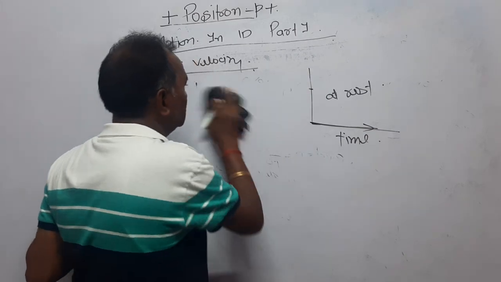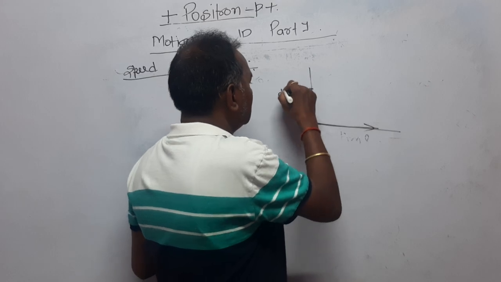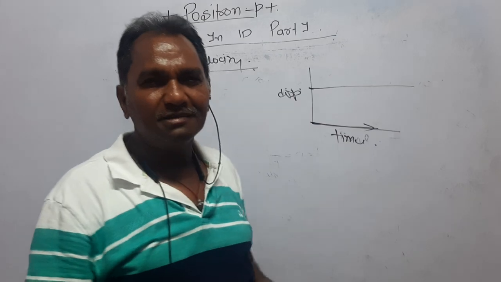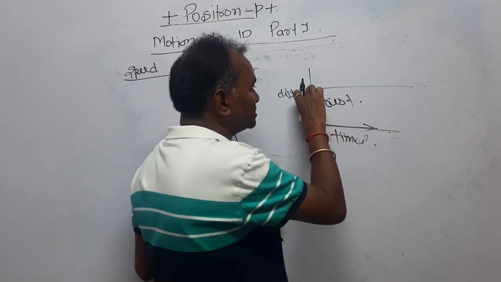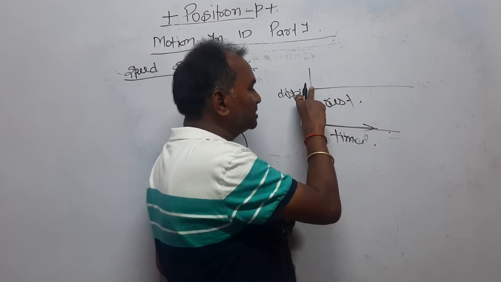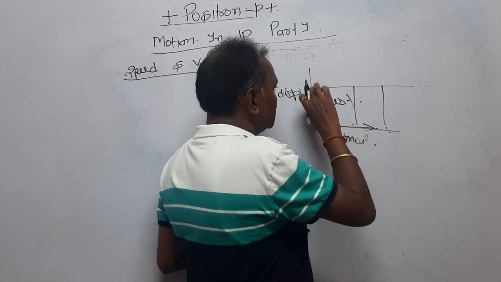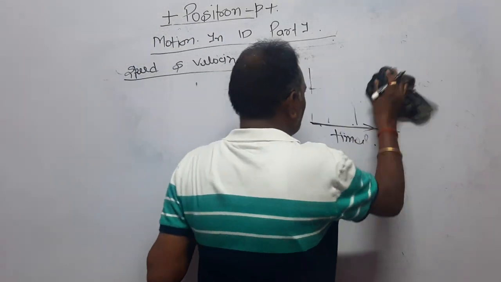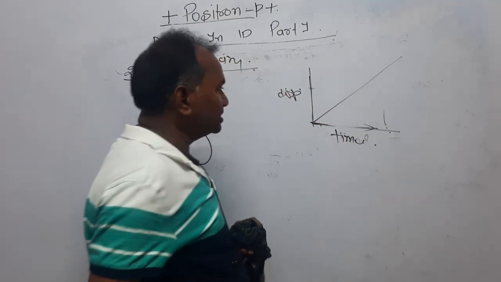In this way we learn two things. If the graph between displacement and time is like this, it represents that the body is at rest, because with time the displacement is not changing. At all these times the displacement is this, which means the displacement is not changing. It means the body is at rest. But if the displacement and time graph is like this, then what does it mean?